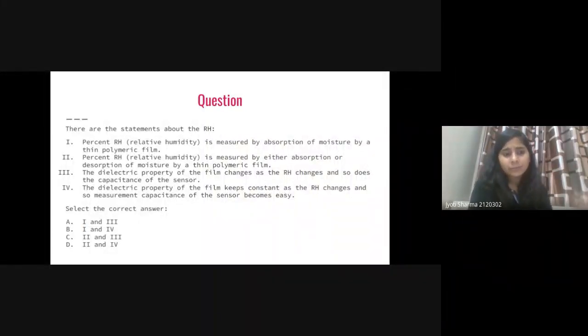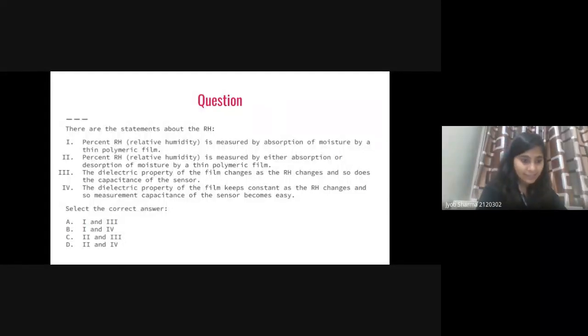So firstly, just keep in mind we have some film, and that film has some dielectric property. So what different principle of that film and the dielectric property can we exploit to measure this relative humidity?